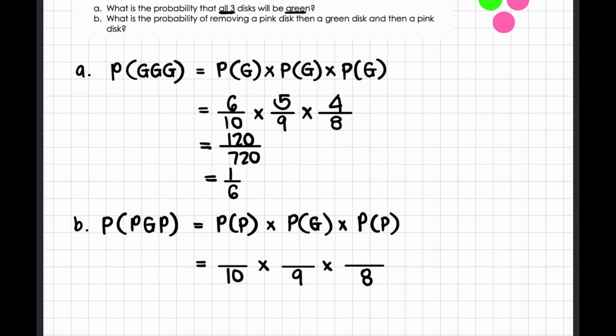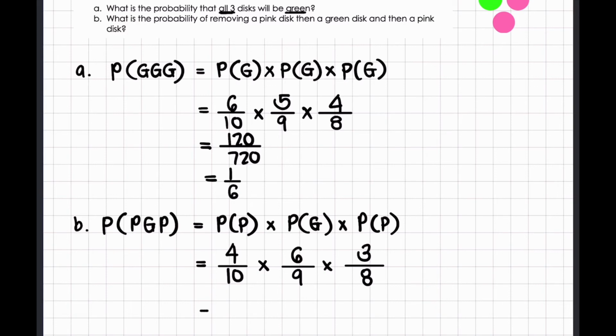Well, I had 4 pink discs to choose from originally out of 10. Now once I've drawn the first pink disc, I only have 9 discs left, but I didn't draw a green disc, which means that I still have my original 6 green discs. But then for my third disc to be pink, now I only have 8 discs to pick from, and I already picked a pink disc first, so I no longer have 4 pink discs, now I only have 3 pink discs left.